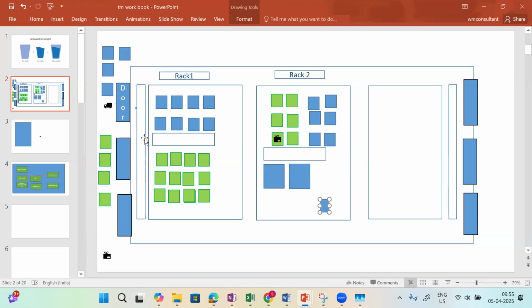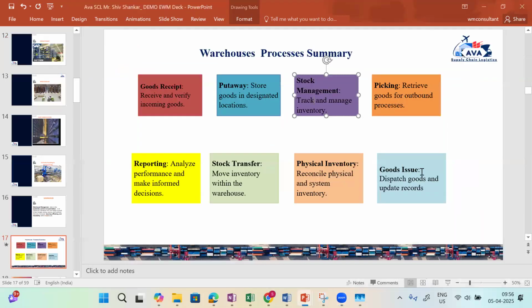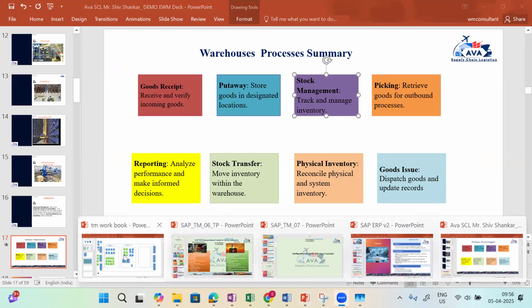To send to the customer, first of all, I need to pick. Pick is nothing but taking the material from the warehouse. That is the picking process. Once we complete the picking, the next process is goods issue. The goods issue is the process.